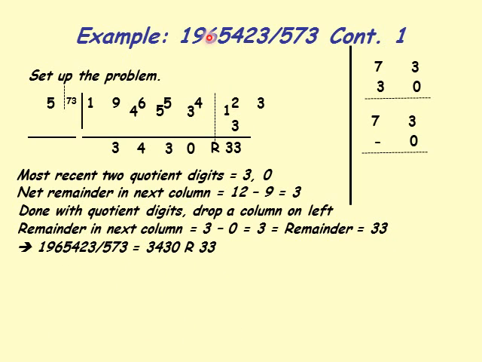So when we divide 1965423 by 573, I got 3430, remainder 33. Let's continue. That means 1965423 divided by 573 is 3430, remainder 33. Let's continue here. Here's an example.